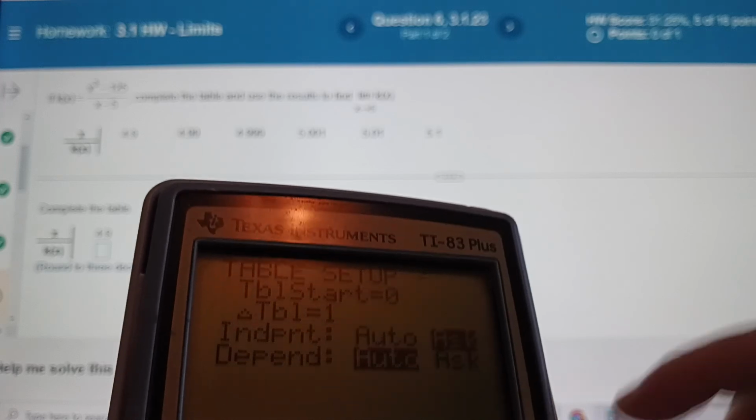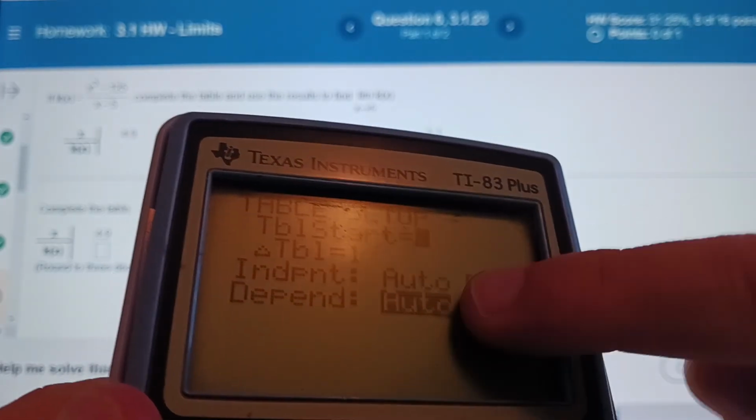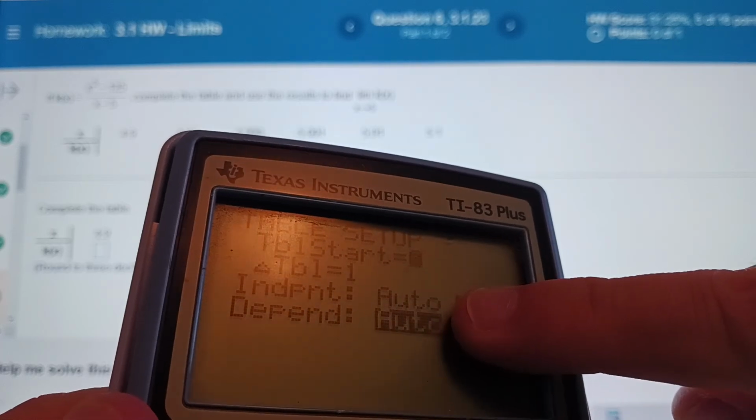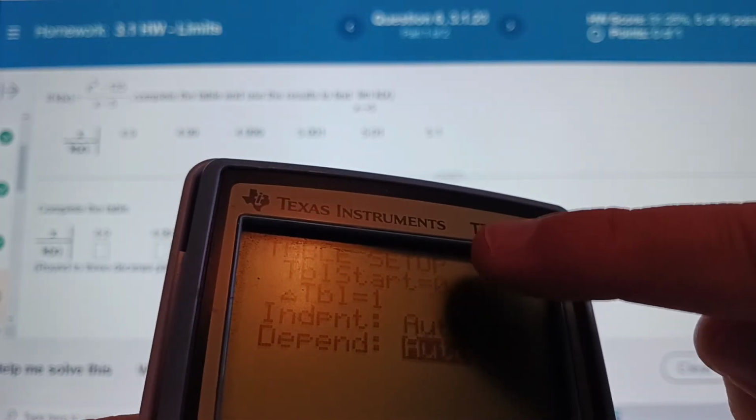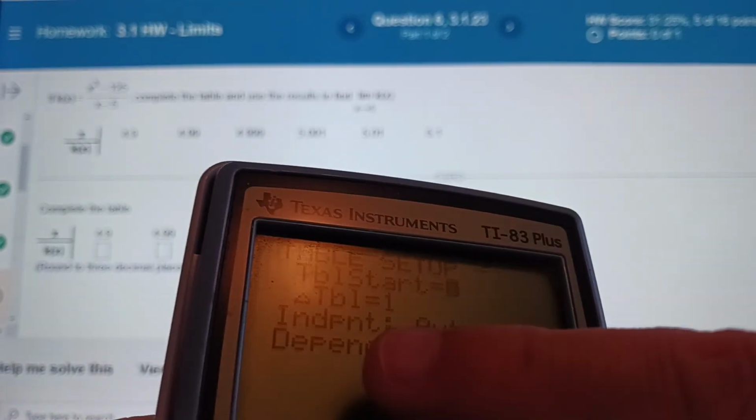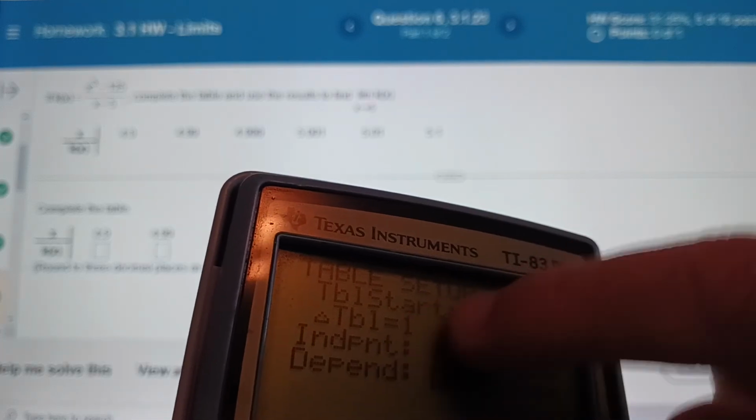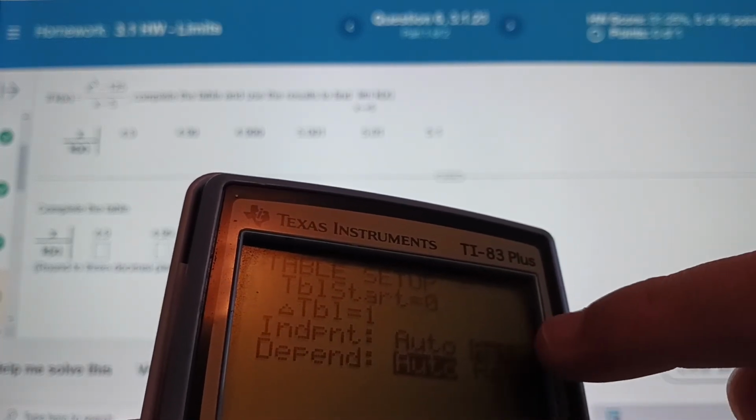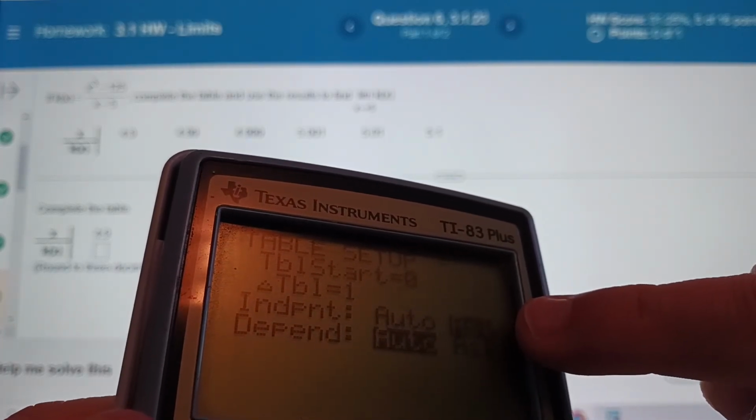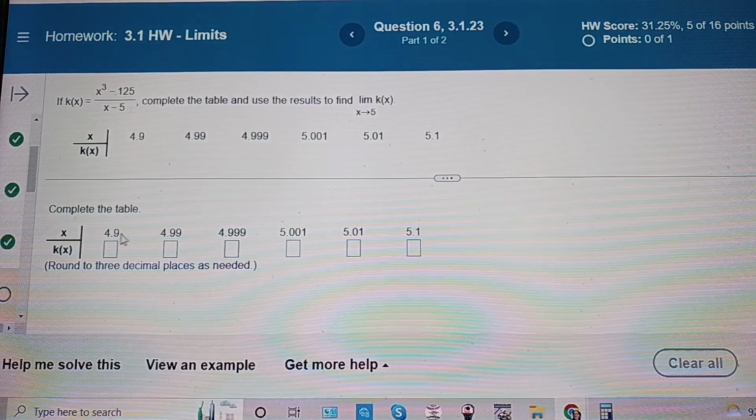If you set them both to automatic, which is usually the case in algebra, then you have to put numbers into these two slots. But if you leave independent on ask, then these two numbers up here don't matter. That's what I'm doing: I have the independent as ask, and it'll ask me what I want to put in, and I'll just be able to put these 6 numbers in.